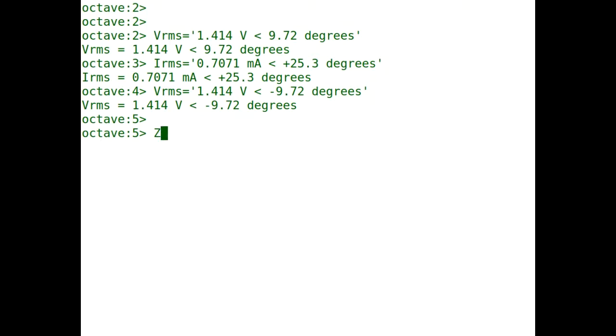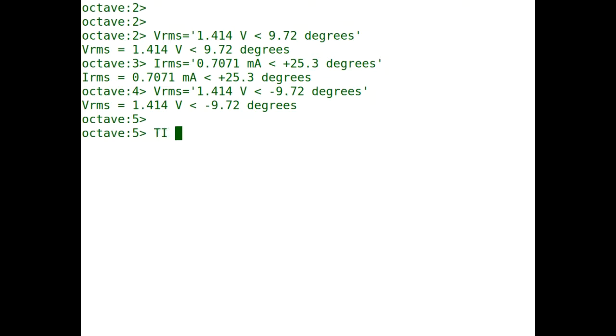Okay, so Z isn't an RMS value because it's not a sine wave. Z is an impedance. It's not moving. It's just an impedance, and so therefore it's not really an RMS value. So you don't put Z RMS. But Z, if we put it in polar form, we have to put it in there.